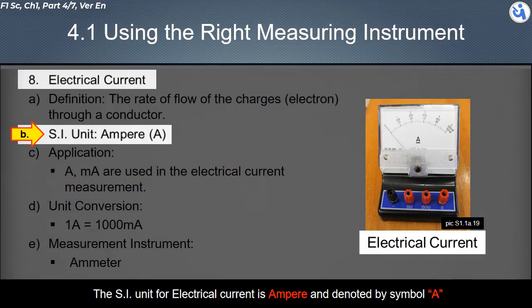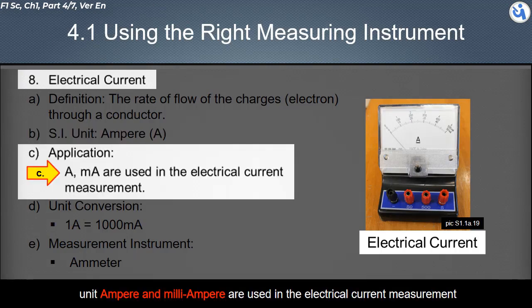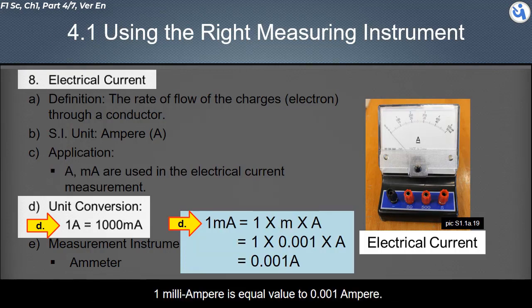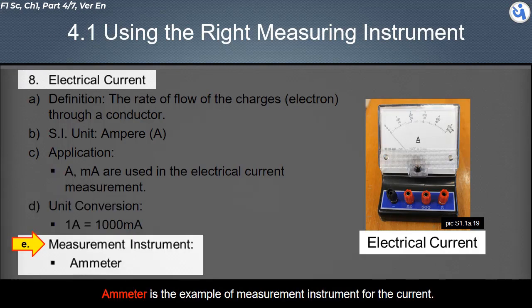The SI unit for electrical current is ampere, and it is denoted by symbol A. Unit ampere and milliampere are used in the electrical current measurement. 1 ampere is equal in value to 1000 milliampere. 1 milliampere is equal in value to 0.001 ampere. Ammeter is the example of measurement instrument for the current.